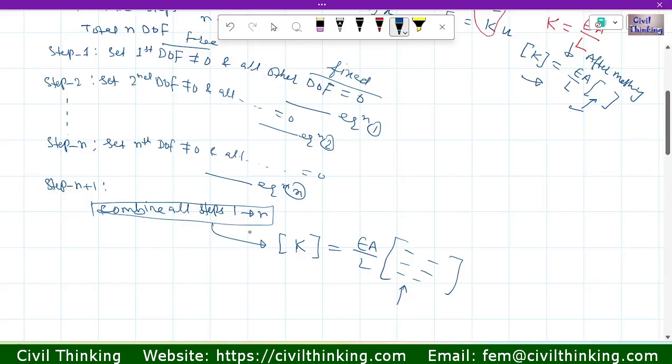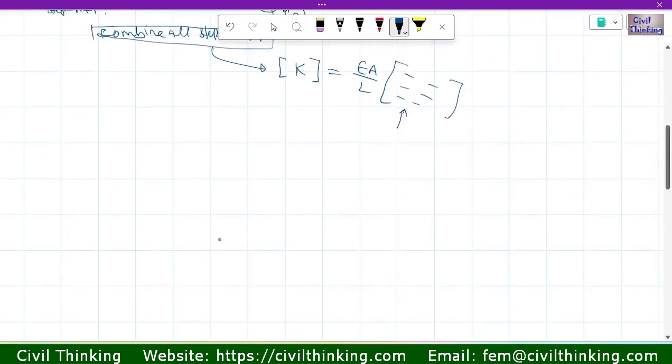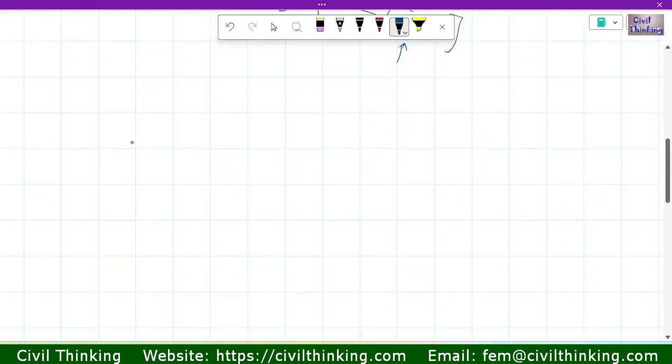So let me take an actual example here. For example, let us take a bar. For simplicity, I will convert it into only one element. For example, this is node I, this is node J. So this element is between nodes I and J.